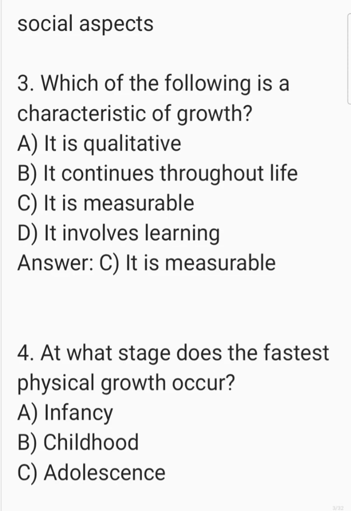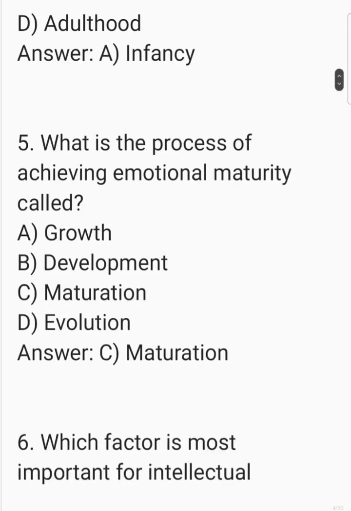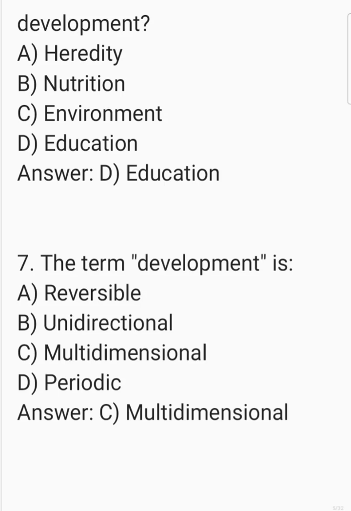4. At what stage does the fastest physical growth occur? A. Infancy. B. Childhood. C. Adolescence. D. Adulthood. Answer: A. Infancy. 5. What is the process of achieving emotional maturity called? A. Growth. B. Development. C. Maturation. D. Evolution. Answer: C. Maturation. 6. Which factor is most important for intellectual development? A. Heredity. B. Nutrition. C. Environment. D. Education. Answer: D.